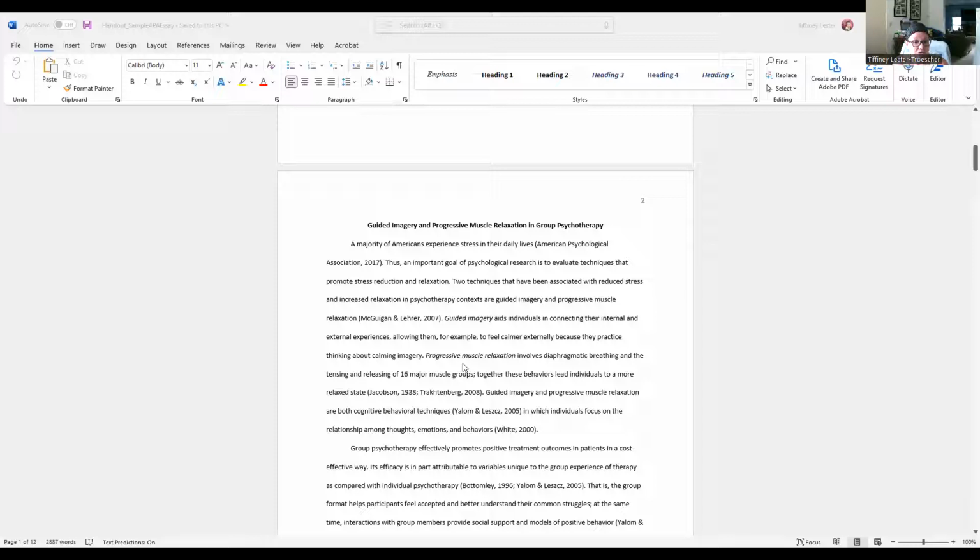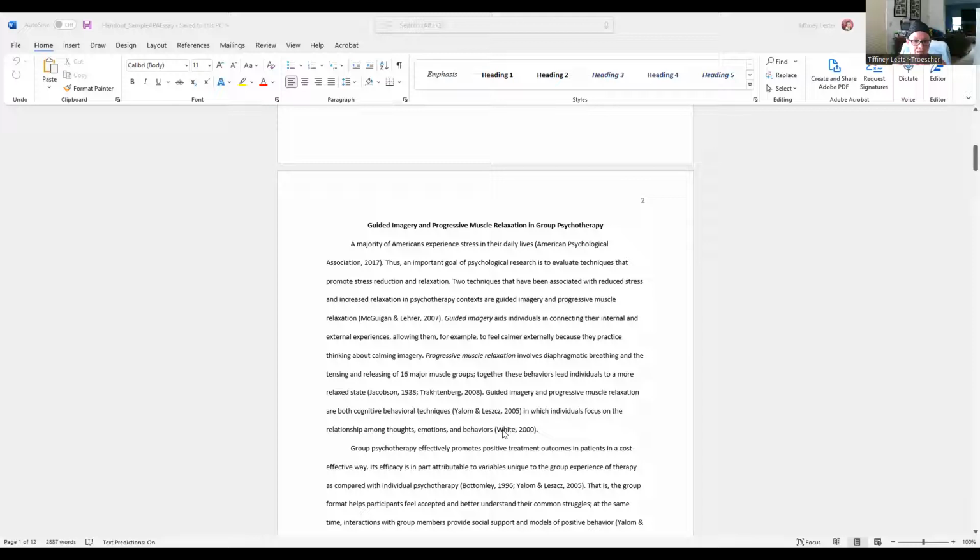Guided imagery and progressive muscle relaxation are both cognitive behavioral techniques. Citation. I know I can find this source by looking for the entry on the references page that starts with Yalom and Leslie, right? In which individuals focus on the relationship among thoughts, emotions, and behaviors. Citation. I know I can find this information in the source that starts with White on the references page.